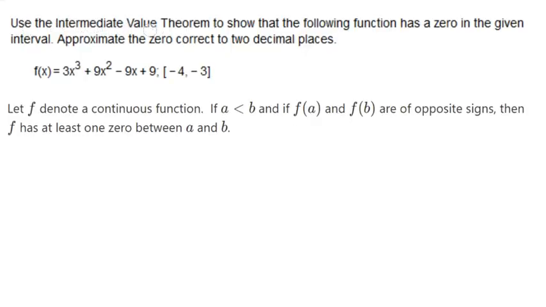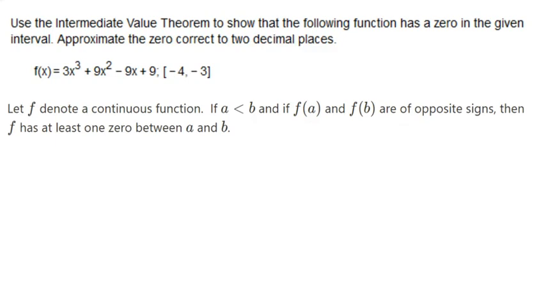Use the intermediate value theorem to show the following has a 0 in the given interval. Approximate the 0 correct to 2 decimal places. The polynomial function we're working with is f of x equals 3x cubed plus 9x squared minus 9x plus 9. And we want to show that it has a 0 on the interval from -4 to -3.